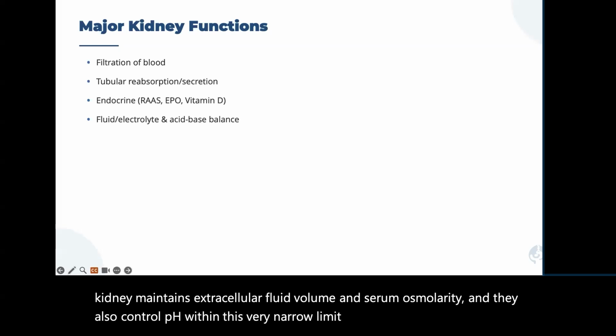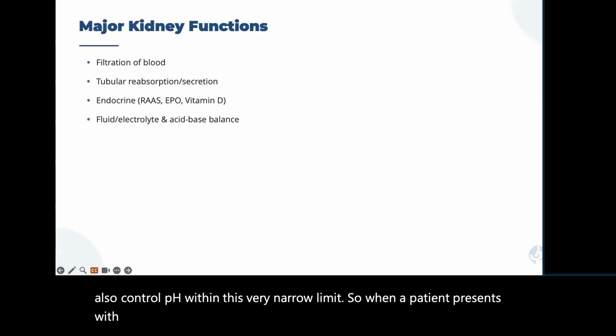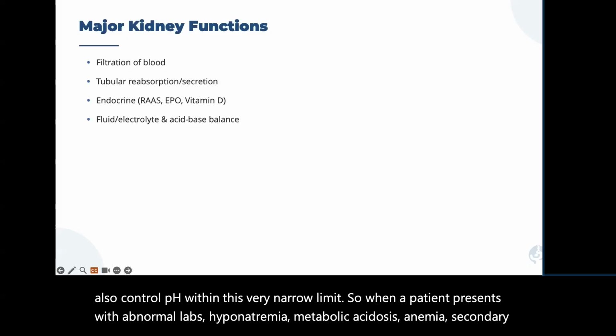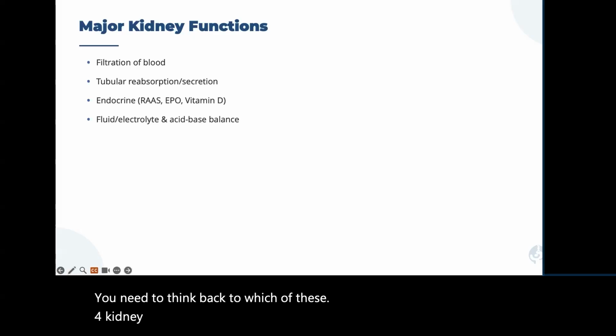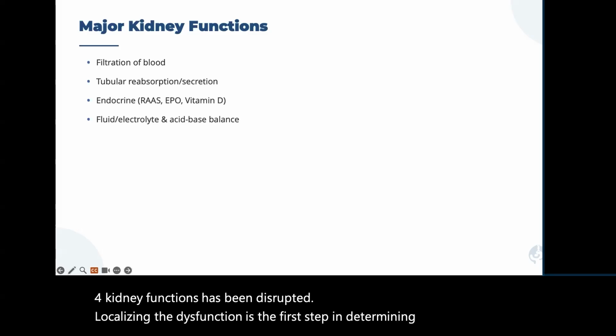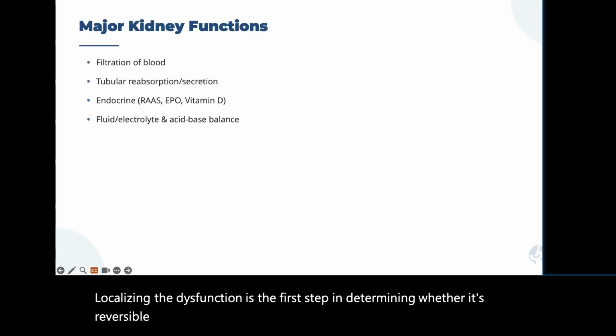So when a patient presents with abnormal labs, hyponatremia, metabolic acidosis, anemia, secondary hyperparathyroidism, you need to think back to which of these four kidney functions has been disrupted. Localizing the dysfunction is the first step in determining whether it's reversible physiologic, or an issue with established renal disease.